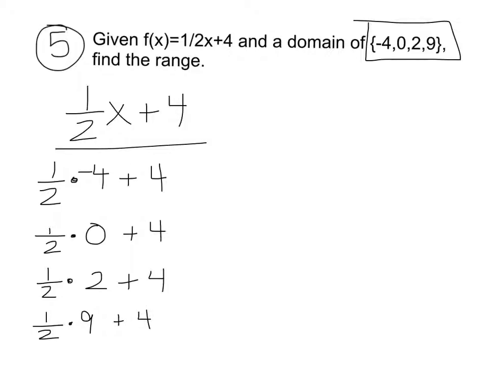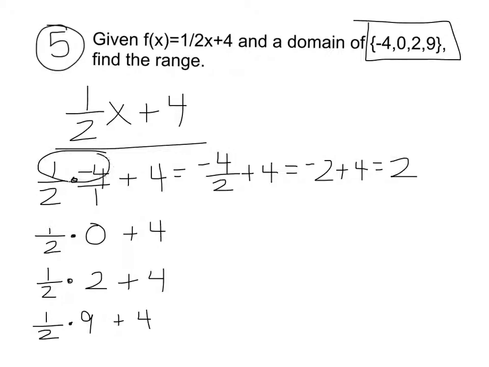All right, well, 1/2 times -4 is the same as 1/2 times -4 over 1. So basically we have -4 over 2 plus 4, which gives you -2 plus 4, which is just +2. Okay, multiplying fractions, remember we multiply across the top and across the bottom. That's how I got the -4 over 2. And -4 divided by 2 is just -2. All right, this next one's a little bit easier because anything times 0 is 0. So really I just have 0 plus 4 for this one, so just 4.